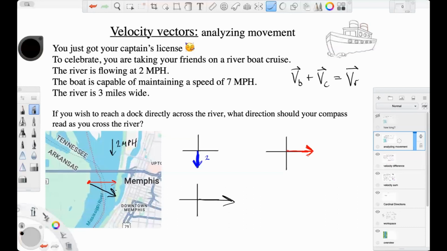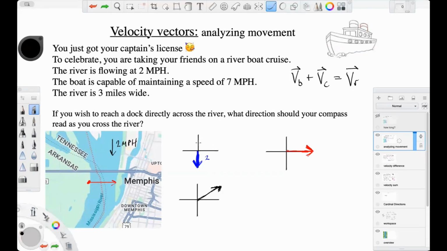Because you drove straight across, but the current pushed you down. And so we want to think about, well, when you aim the boat, you're going to have to point it slightly upstream in order to counteract the current, right? So this is going to be your total vector of the boat, but we want some component of that to be pointed upstream to counteract the river.